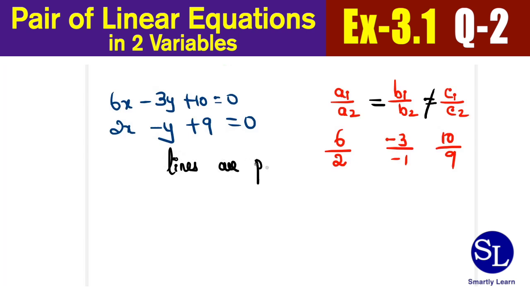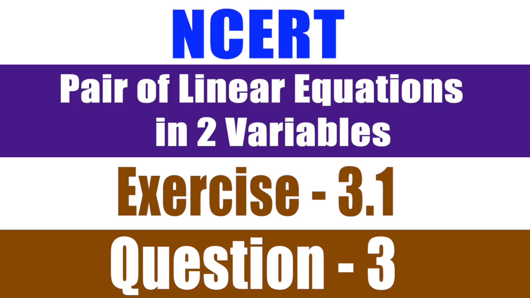So we have just calculated the values to see whether the lines are coincident, parallel or intersecting. In each of these cases, we calculate the value of A1 by A2, B1 by B2, C1 by C2, and we have checked the relationships to find out their values. In the next video, we will try to solve the third question in this exercise.